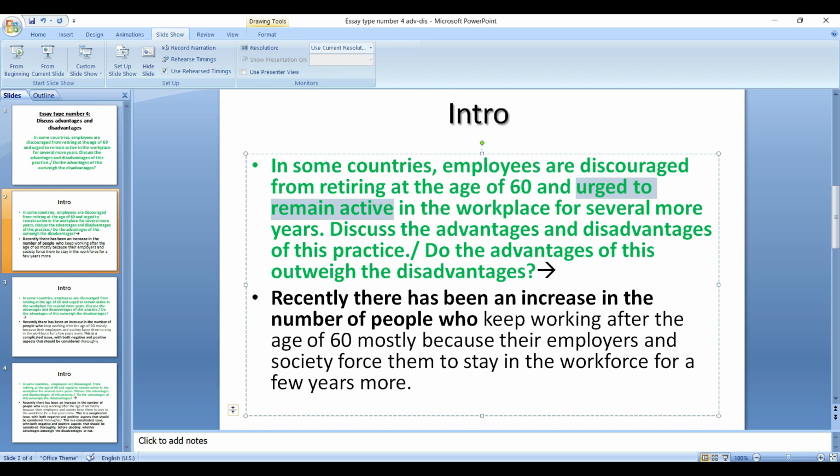Who forces? Who urges them? Either their employers or, of course, society. So I took the agent, their employers and society force them. I changed the verb urged to force. Force them to stay in the workforce instead of active in the workplace. Remain active in the workplace. I did it to stay in the workforce for a few years more instead of for several years.